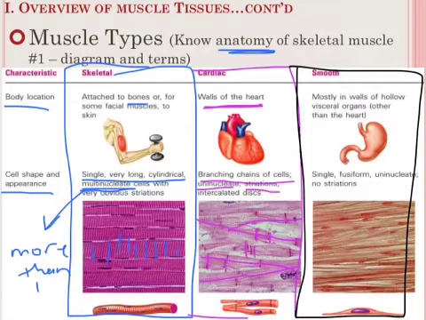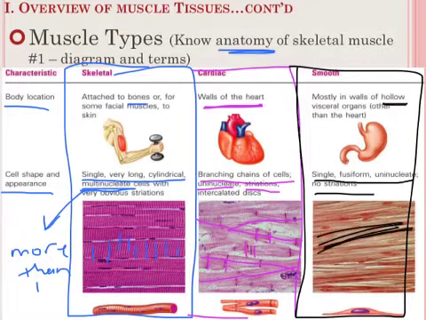Your smooth muscle is mostly in the walls of hollow organs, other than the heart. So your stomach, your digestive tract, your esophagus, any organ that is hollow. They are single fusiform uninucleated cells with no striations. So they look almost like hair underneath the microscope.